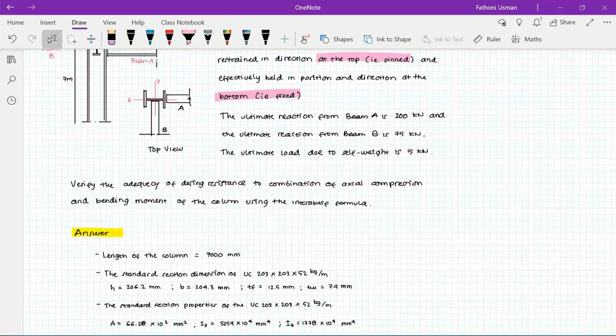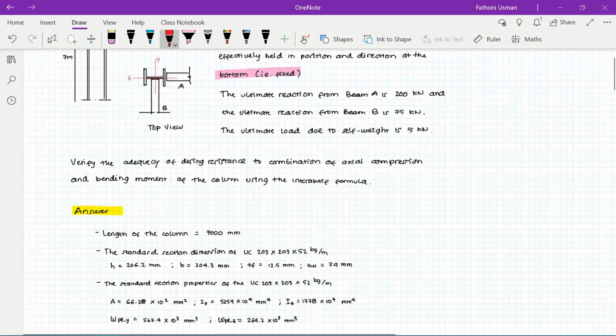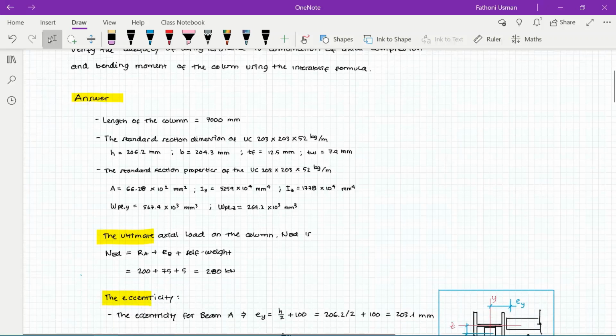So the question here: verify the adequacy of design resistance to the combination of axial compression and bending moment of the column using the interaction formula. What we need to determine is basically the MbRd, the design resistance to the combination of axial and bending moment. So the answer for this example.